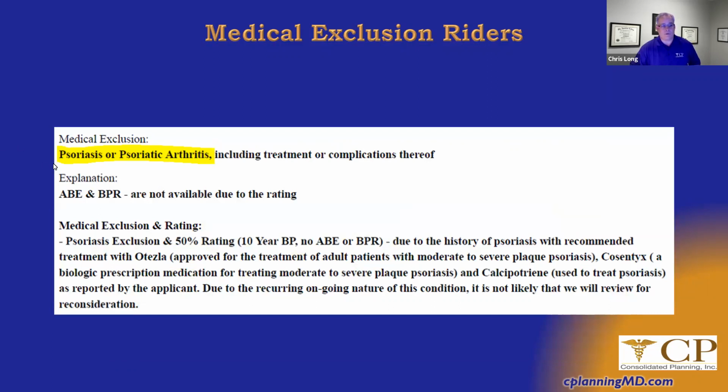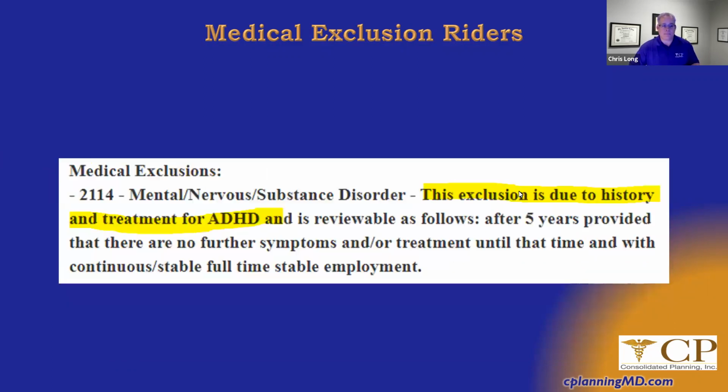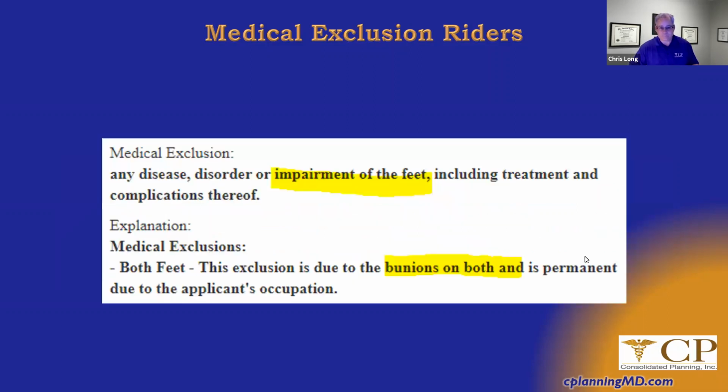Here's just a few more: psoriasis or psoriatic arthritis. Here they've had an exclusion, it's going to cost 50% more, they're limiting the benefit period to 10 years, and they're not letting us put some riders that we would like to have on this contract. Here's another one for ADHD. They're putting a mental nervous exclusion on it. They're saying we can look at them again in 5 years, and providing there's been no further symptoms or treatment, then they may look at removing that exclusion.